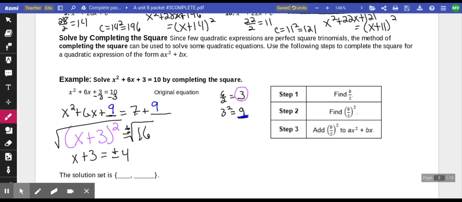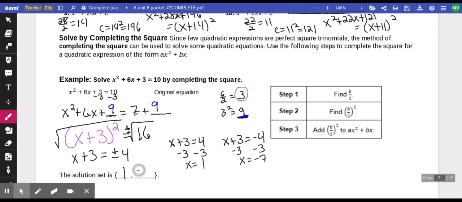So then to finish that, I set x plus 3 equal to positive 4, or x plus 3 equal to negative 4, because those are my two possibilities. I solve those two mini equations and I get x equals 1. Or when I solve x plus 3 equals negative 4, I get x equals negative 7. So the solution set is 1 or negative 7.